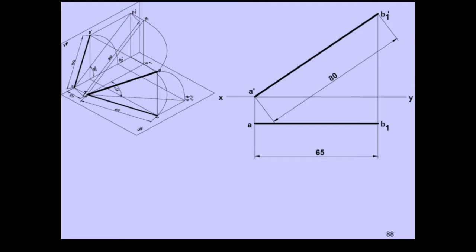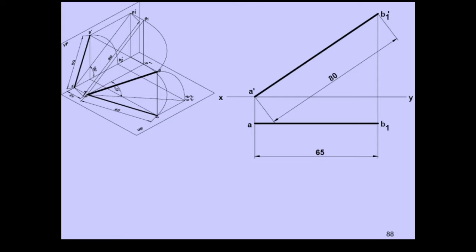This position of the line represents the first intermediate position, in which the line is parallel to VP and inclined only with respect to HP, such that the length of the top view is 65 mm, the given length, and the true length is 80 mm. If we measure the angle of A dash B1 dash, the view in true length, its inclination with XY represents the true inclination of the line with respect to HP.